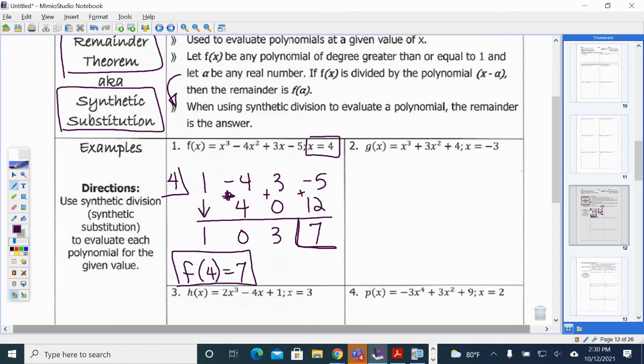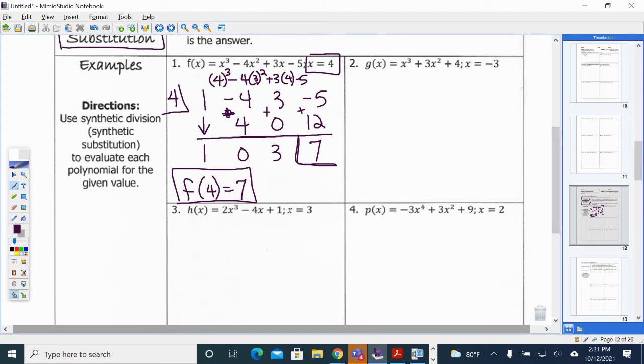Now, what did this look like before synthetic division? Well, before synthetic division, we were substituting the 4 in. So we were probably using our calculator to evaluate this whole entire thing by substituting in the 4. But again, synthetic division can be used in its place. Let's jump down to number 4.